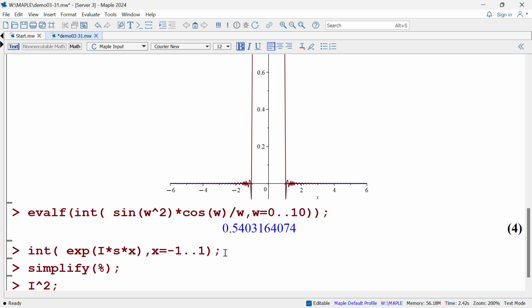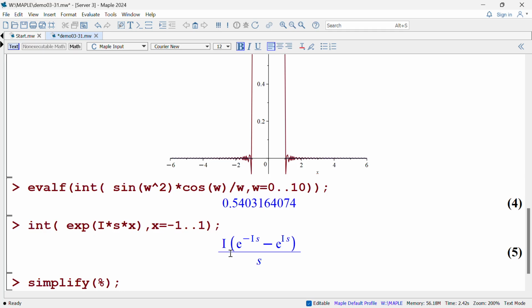It can also do complex calculations. So in Maple, capital I is the imaginary number i. So you'll notice that calculation I did of integrating e to the i s x as x goes from -1 to +1. Maple does that just fine and gets that.